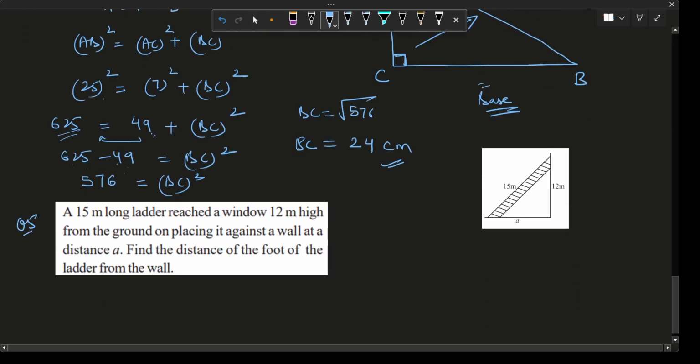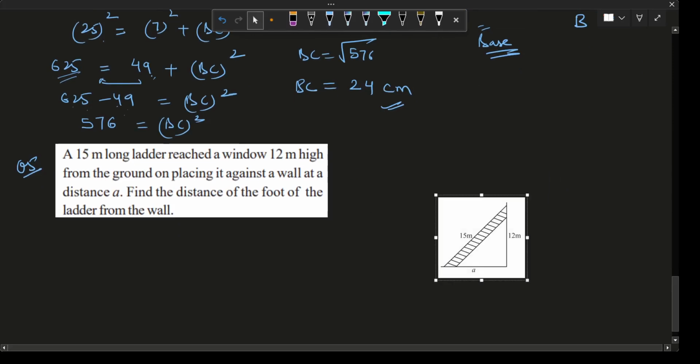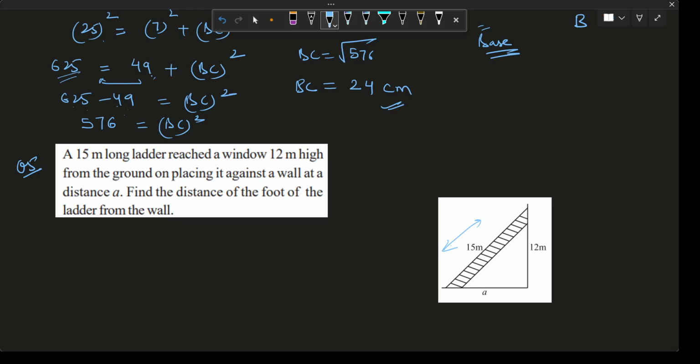Question number 5. Question number 5, if you see figure आपको given है यहाँ पे 5 के अंदर. A 15 meter ladder, a 15 meter long ladder, here is a ladder, it has reached a window 12-meter high from the ground. This window is 12-meter high from the ground. On placing it against a wall at a distance of A, the distance is A. Find the distance of the foot of the ladder from the wall.